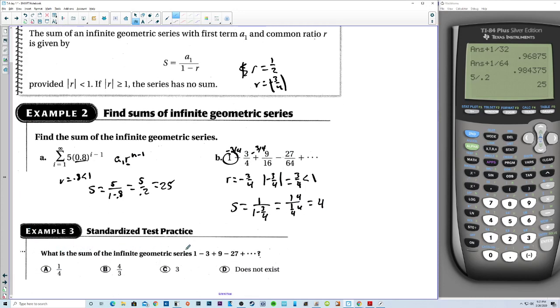What is the sum of the infinite geometric series here? Looks like we're multiplying by -3. So r is -3. So the sum is a sub 1, which is 1 again, over 1 minus, it's always minus -3. Oh, I did this one. Oh, shoot, I did this one wrong up here because it's negative.